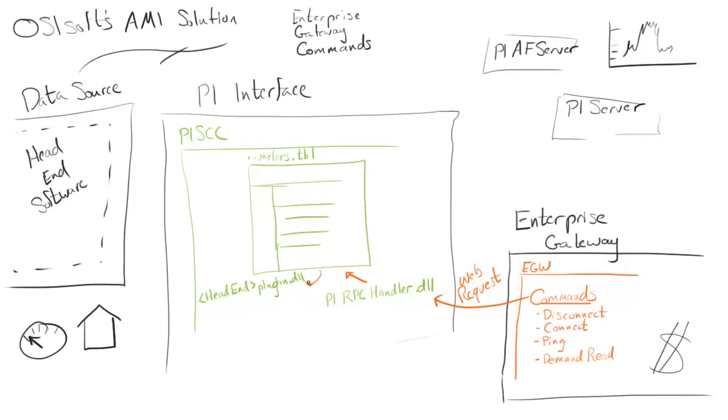So a web request is sent in, and it's sent around Pi SCC and then translated to a command that's forwarded to the head-end. The head-end then implements this command on the meters, such as disconnect that meter or connect a different one.